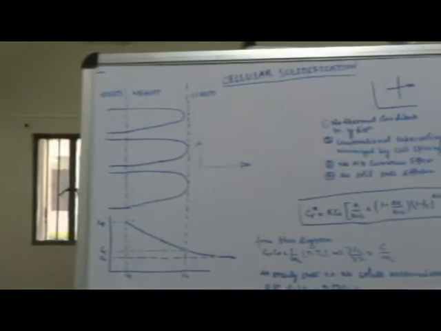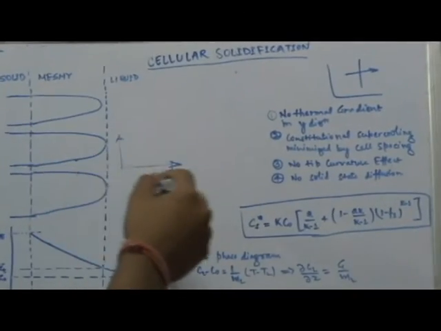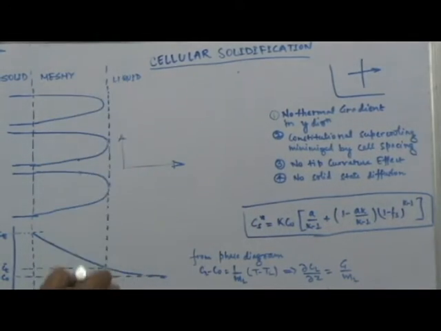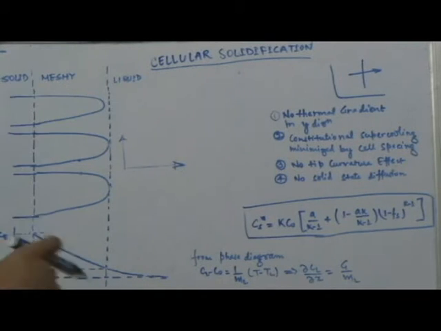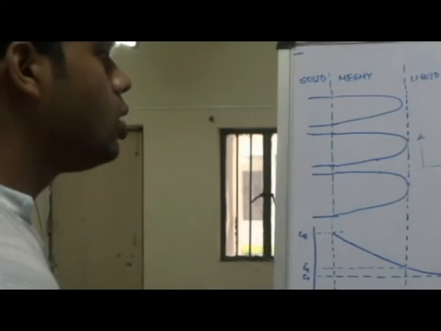These assumptions are: first, since there is not a significant gradient in this direction, we assume that there is no thermal gradient in this y direction. That means that the planar fronts are isothermals. The second thing is that constitutional supercooling helps in minimizing the cell spacing.